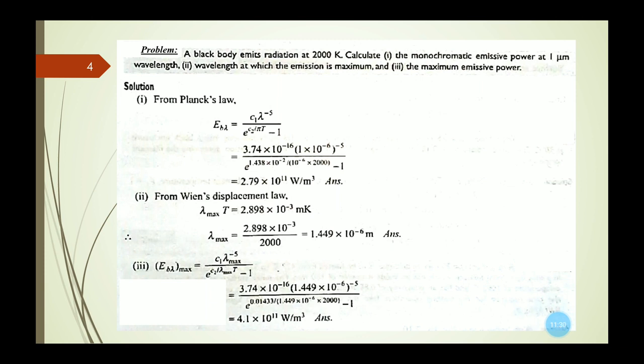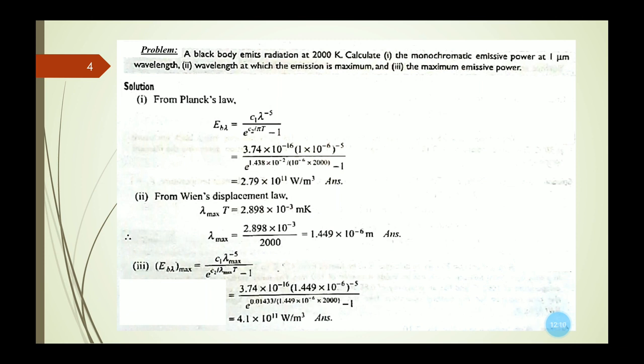In this case we need to remember the values of C1 and C2. These are default values in Planck's law. The value of lambda is given here as 1 micrometer, and the value of capital T, the temperature, is given as 2000 Kelvin. If we put all these values in the formula of Planck's law, then the monochromatic emissive power at 1 micrometer wavelength comes as 2.79 into 10 to the power 11 watt per meter cube.